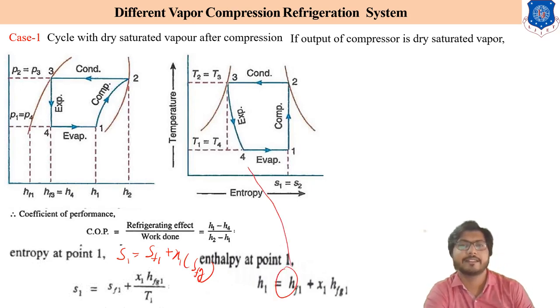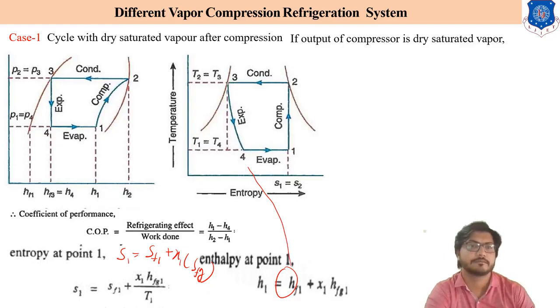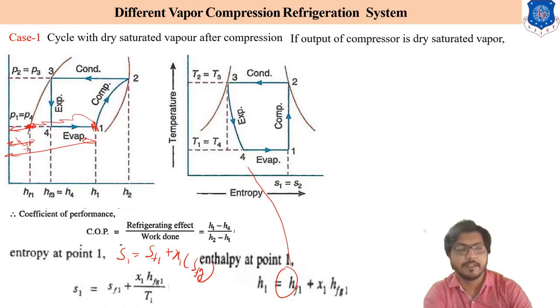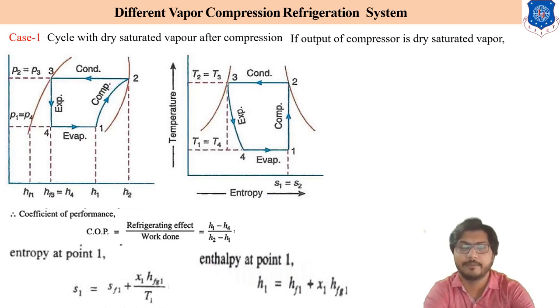What is Hf1? It is the enthalpy up to the saturated liquid point, and we calculate the enthalpy up to this one. This is Hf, and the remaining part is calculated by Hfg. According to this, we can calculate the enthalpy.